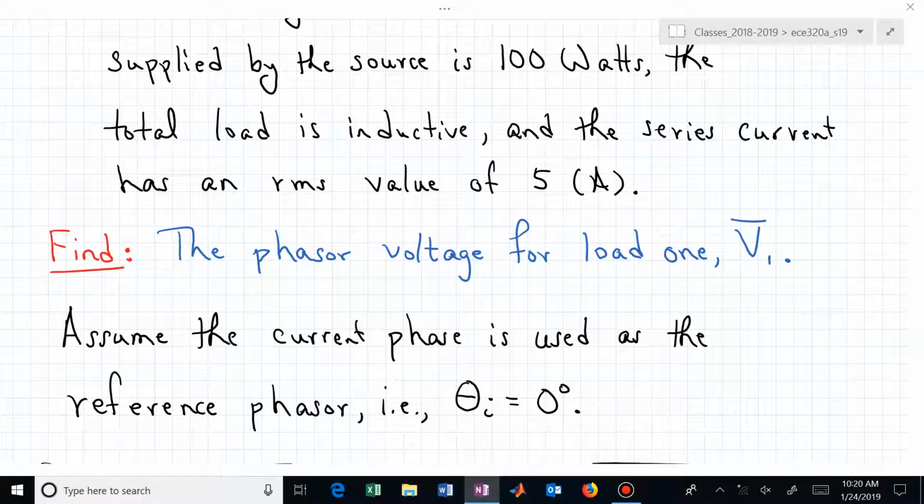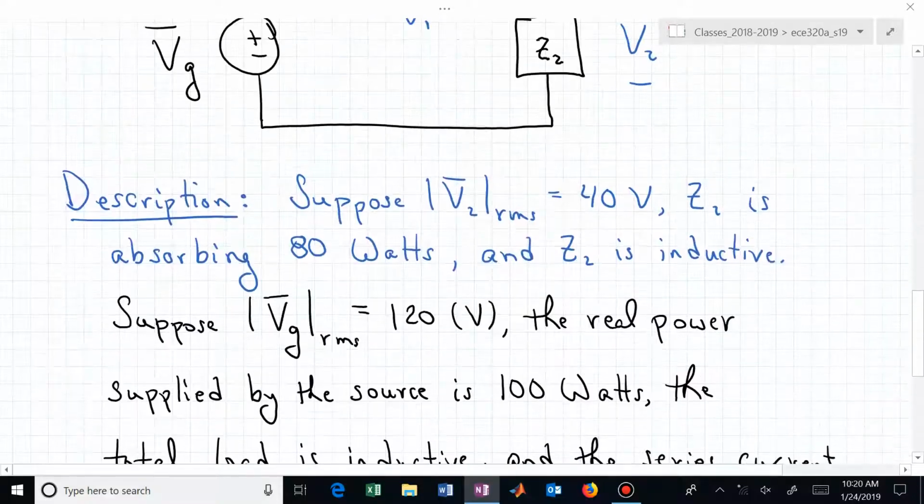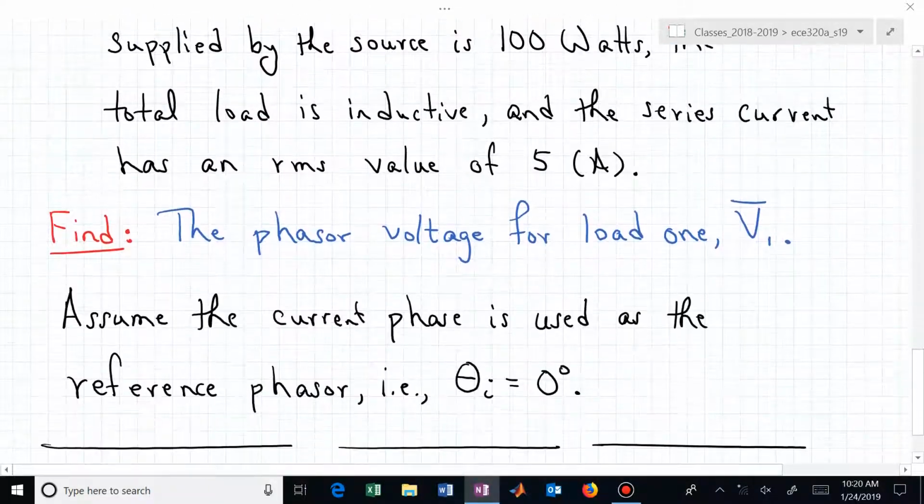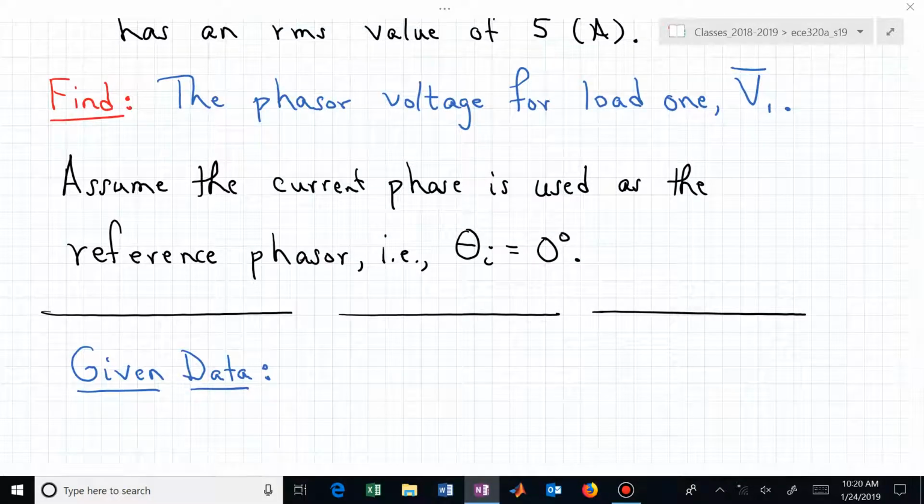This may not be given in a real-world problem, but you may just have to make an assumption. Here we're going to assume that the current phasor is our reference phasor, so we're going to assume that the phase of our current is 0 degrees. Since nobody told us the exact phase of this particular value, let's just pick one, and everything else will now be relative. All the other phasor values will be relative to the phase of our series current I sub S, which we assume is 0 degrees.